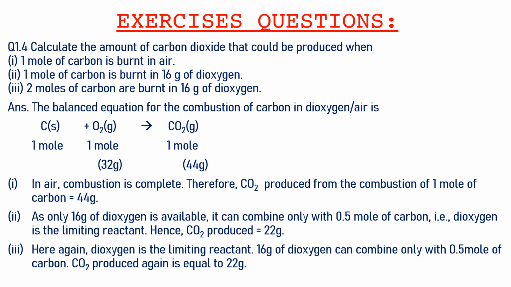Let us proceed towards one more question. The question is: calculate the amount of carbon dioxide that could be produced when 1 mole of carbon is burnt in air. So the first one is 1 mole of carbon burnt in air. For calculating the amount of carbon dioxide, we first have to write down the balanced chemical equation for combustion of carbon in dioxygen or air.